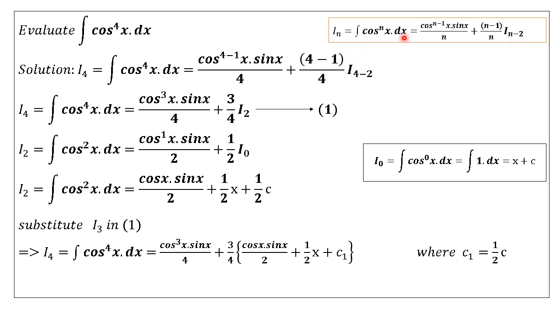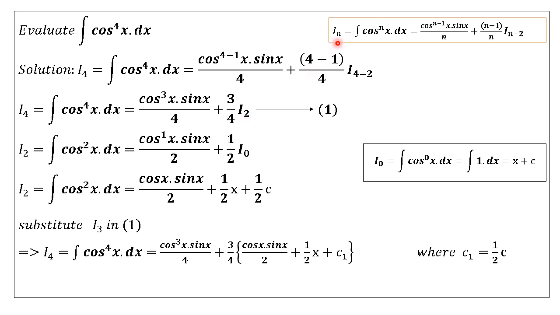See here, this is the reduction formula for cos. This is the formula which you have to keep in your mind. Call this equation number 1. The next step: now in equation 1, we have got the value of integration of cos to the power of 4x into dx in terms of I2. I2 means integration of cos to the power 2x into dx. Now we have to calculate the value of I2 by using the same reduction formula.